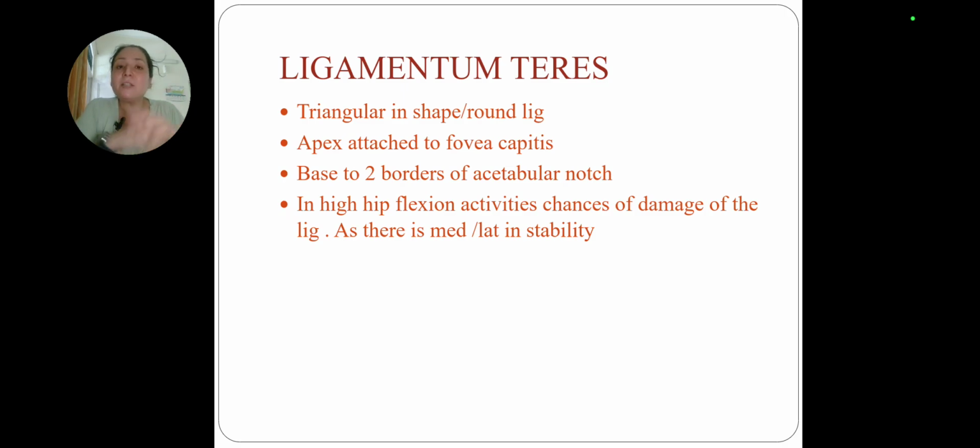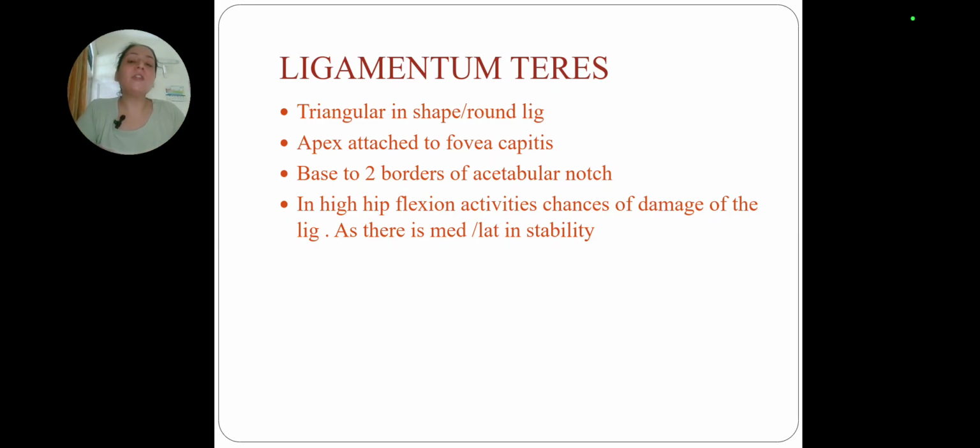Now the next are the ligaments around the hip joint, which are responsible for the stability. One of the ligaments is the ligamentum teres. It's a triangular shaped ligament, its apex is attached to the fovea over here, and since it is a triangular structure, its base is attached to the acetabular notch. It is like this. So its base is attached to the acetabular notch, and its function is that it becomes taut in hip flexion activities.